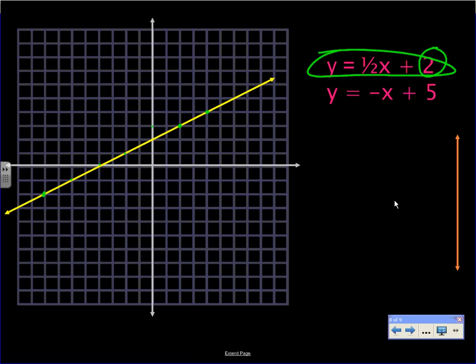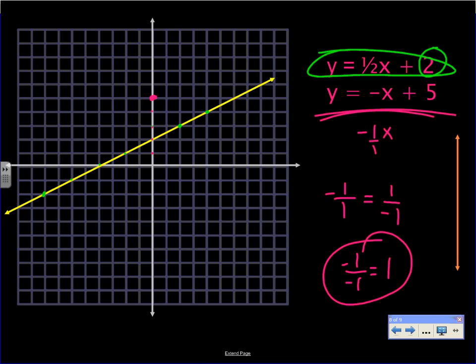Okay, now the second equation, negative x plus 5, y-intercept of 5. 1, 2, 3, 4. Plot your point. Negative x, what does that mean? Well, it means negative 1x, and then the slope is negative 1 over 1. Remember, the negative sign only goes with either the top number or the bottom number. It does not go with both of them, because then that's negative 1 over negative 1, which is equal to a positive 1. And that is not what we have in this equation.